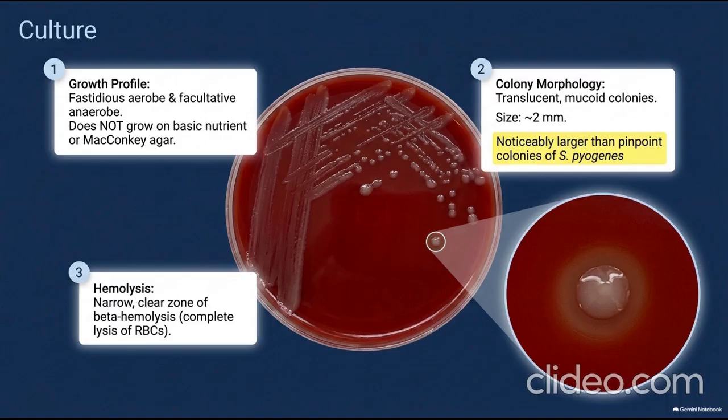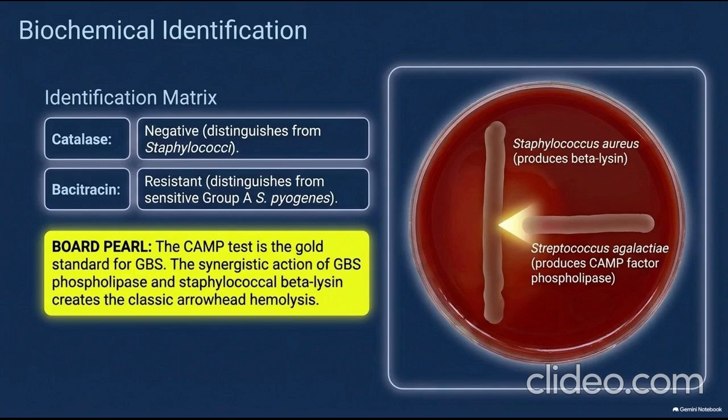Third, and most importantly, the CAMP test is positive. GBS produces a diffusible extracellular protein called the CAMP factor, which is a phospholipase. When GBS is streaked perpendicular to a streak of Staphylococcus aureus on a blood agar plate, the CAMP factor acts synergistically with staphylococcal beta-lysin. This synergy results in a highly characteristic arrowhead-shaped zone of enhanced beta hemolysis at the junction, pointing directly toward the S. aureus line. If you see arrowhead-shaped hemolysis on a board exam, your answer is Streptococcus agalactiae.